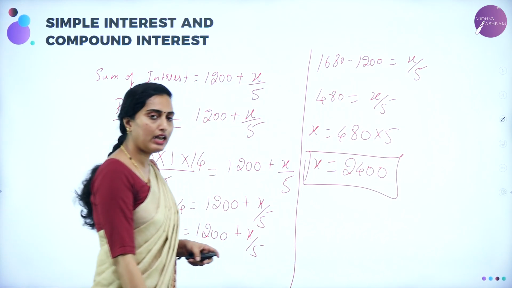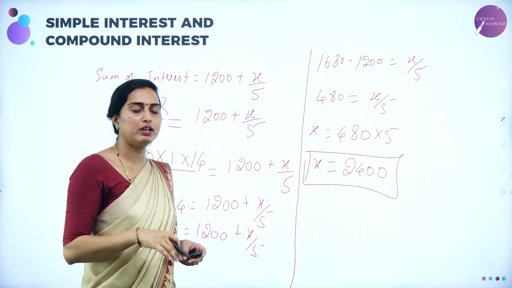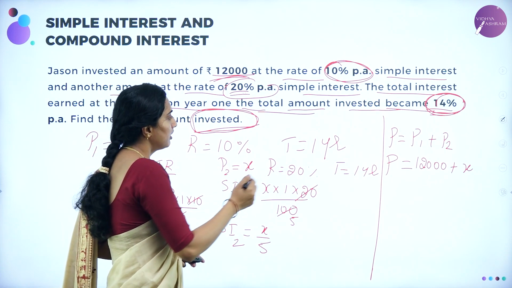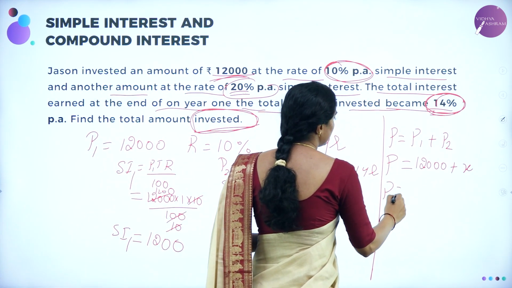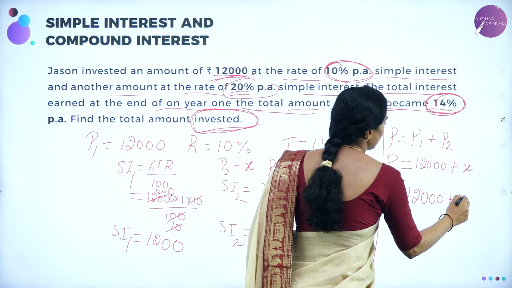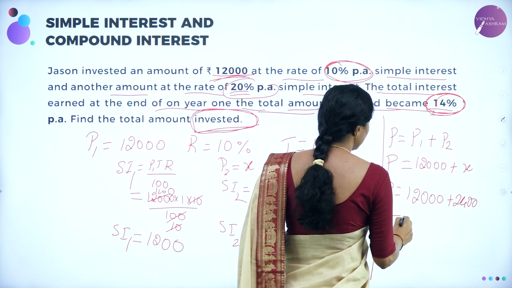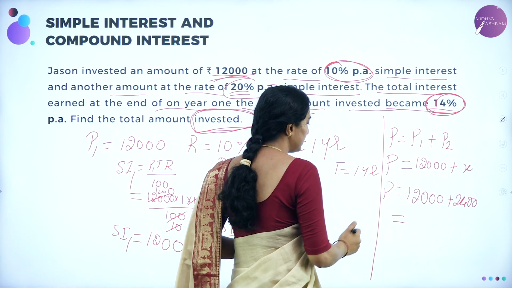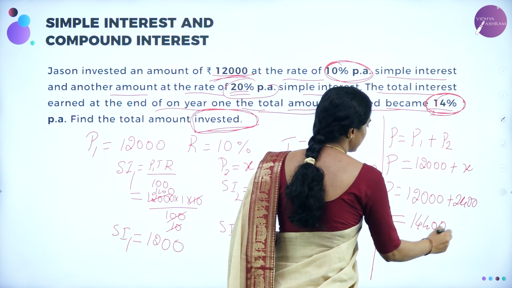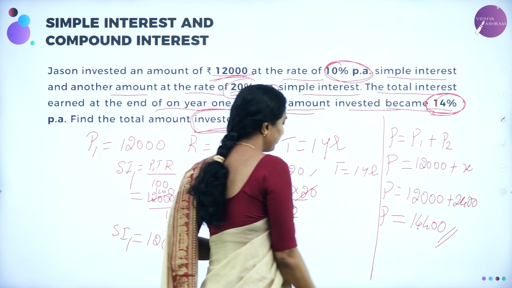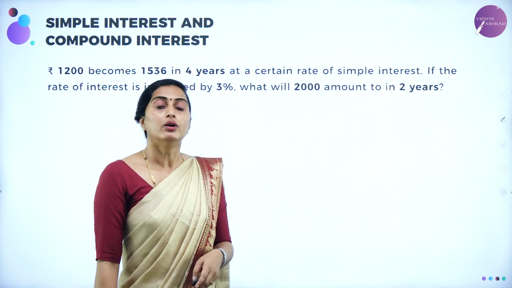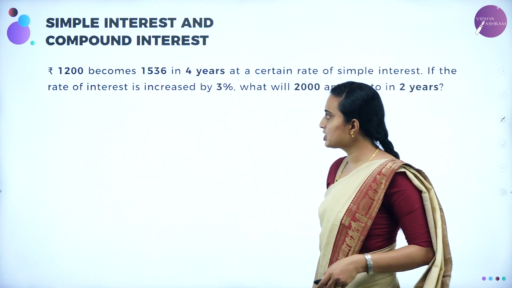Okay, X. Now you need to calculate what is P1 plus P2. So what is P1 plus P2? You can calculate P as 12,000 plus 2,400. So the answer you are going to get for this one will be P is 14,400. That's it, your answer. This is your principal amount. Okay, we'll move on to the next question.